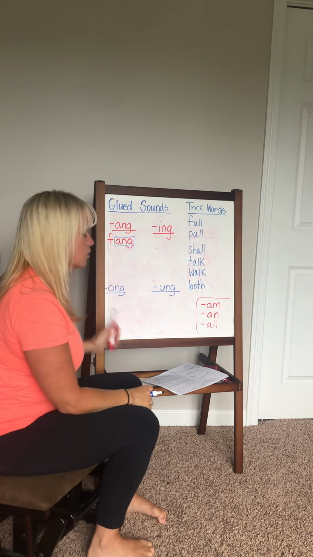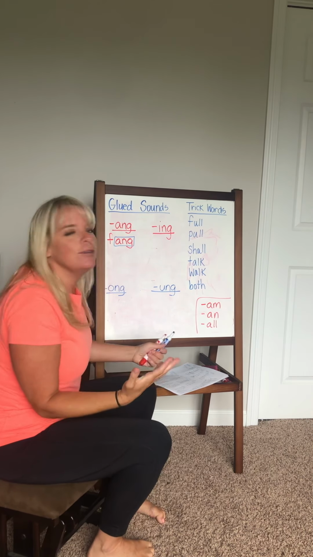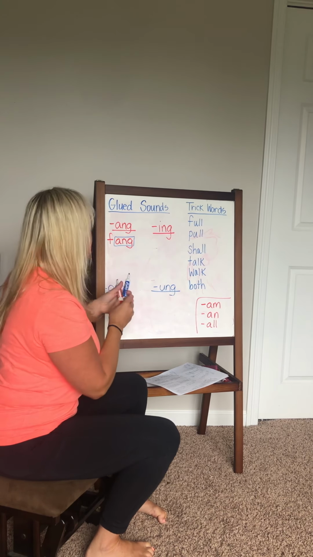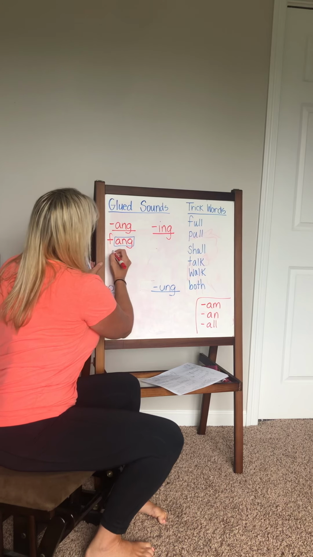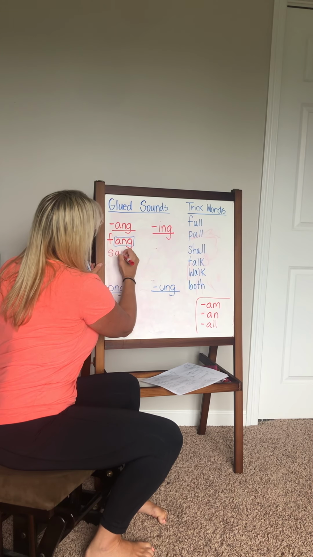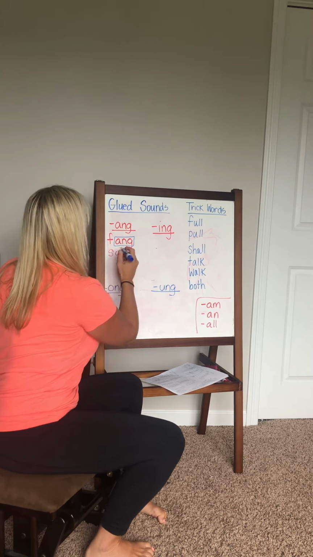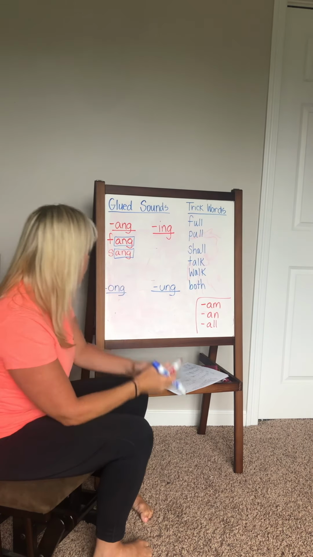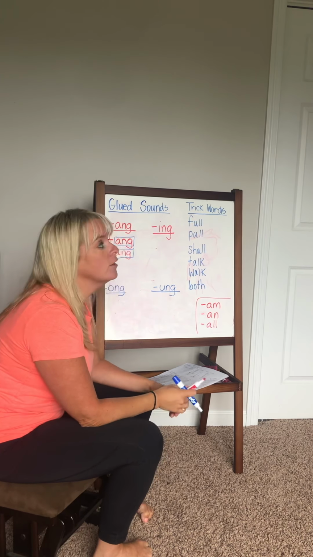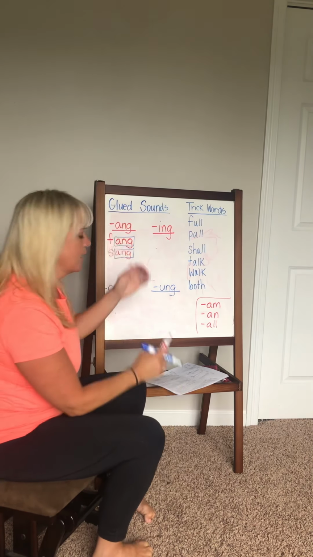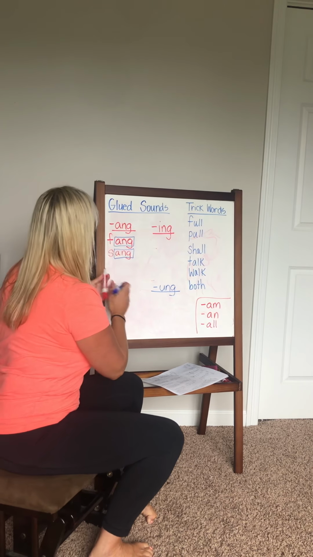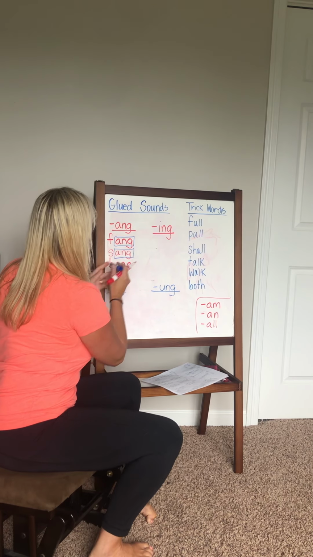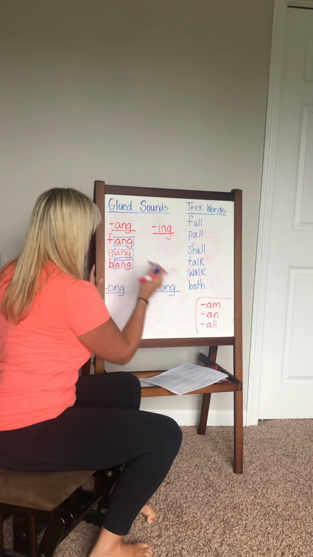All right, your next word is sang. Like I sang a beautiful song. So we do ang. I know you guys love when I sing, right? So we're gonna do ang. And you're going to box the ang. It's a glued sound, they stay together. All right, bang. The door shut with a big bang. B-ang. So I'm gonna write B-ang. And I'm going to box my glued sound.